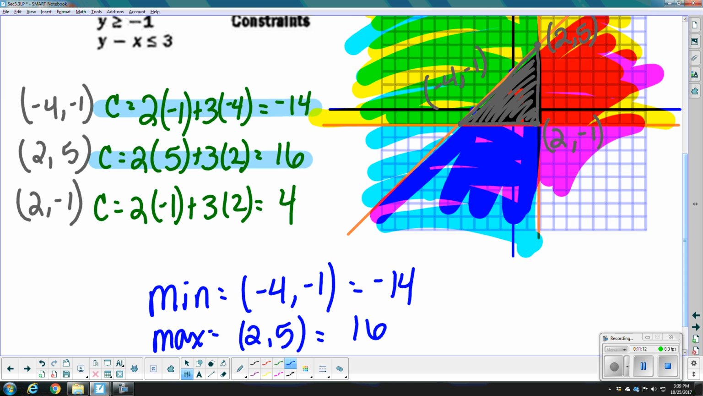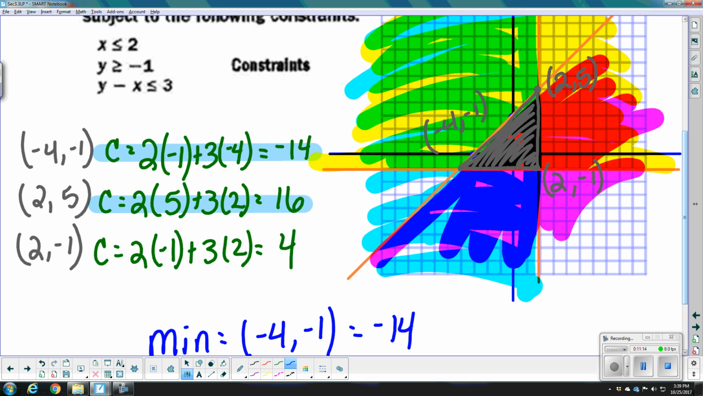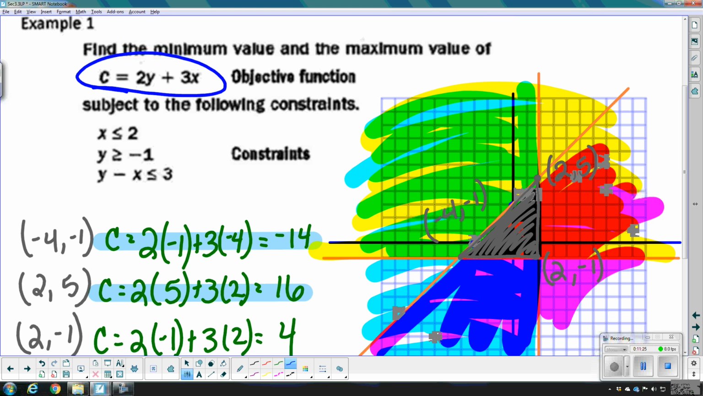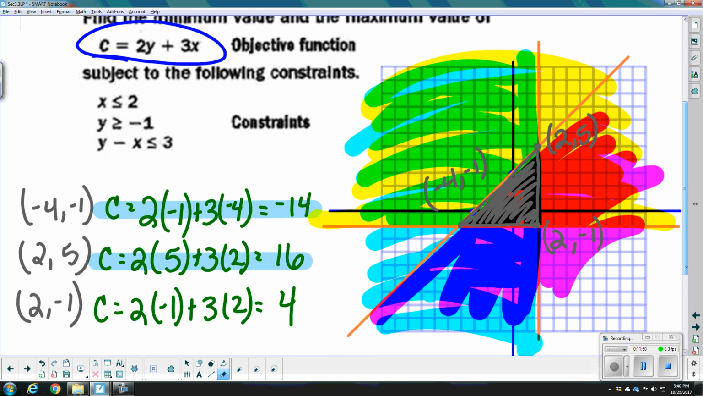Now, you can't just look at your graph. Just looking at your graph and trying to identify a minimum and maximum is not going to work because it depends on what your objective function is. So if our objective function was something completely different, like, for example, c equals -2y minus 3x, we would get completely different minimums and maximums. Our graph would still look the same, our feasible region is still the same, but we can't just look at our graph to identify our minimum and maximum. We need to actually plug in those values into our objective function.